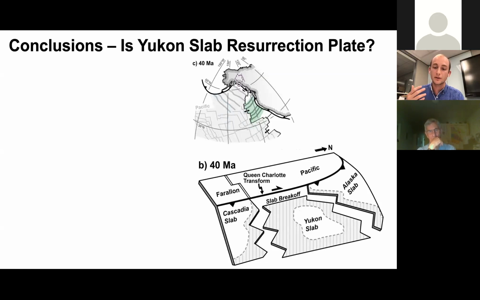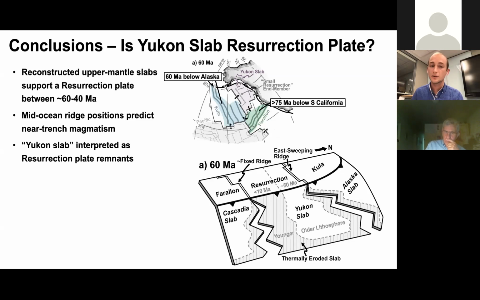And this is particularly profound when you consider after 40 MA, after the Queen Charlotte transform has caused slab breakoff and caused the resurrection plate to be disconnected and floating in the mantle, where that thermal erosion can wrap all the way around the slab and really severely thermally erode the Yukon slab. So essentially, we think that the resurrection plate should be expected to leave a very limited record of subducted slab within the lower mantle, just because it's such a young plate that would be so severely thermally eroded.